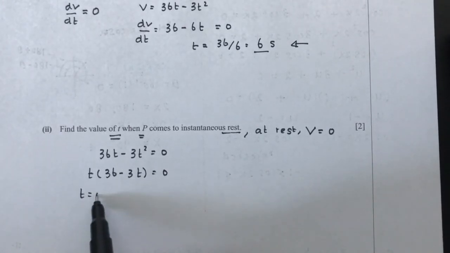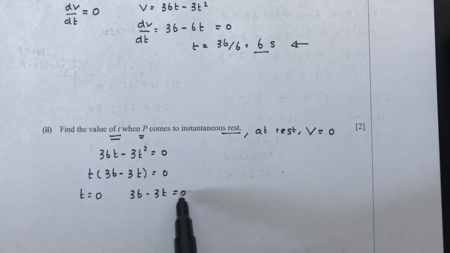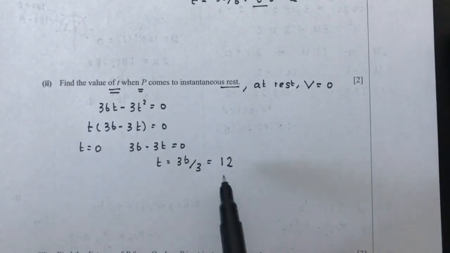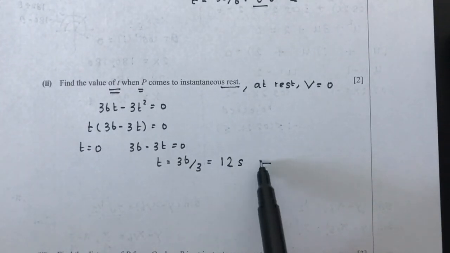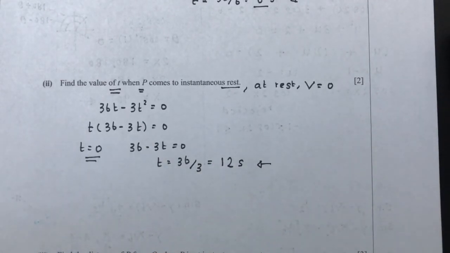So t can be 0, or 36 minus 3t can be 0. Then t will be 36 divided by 3, that will be 12. So the value of t when p comes to rest will be 12. So why don't we take t equal to 0? Because this one we know already. At first it is always going to be at rest. Most of the cases, that's why we don't take this one. We take this one as your answer.